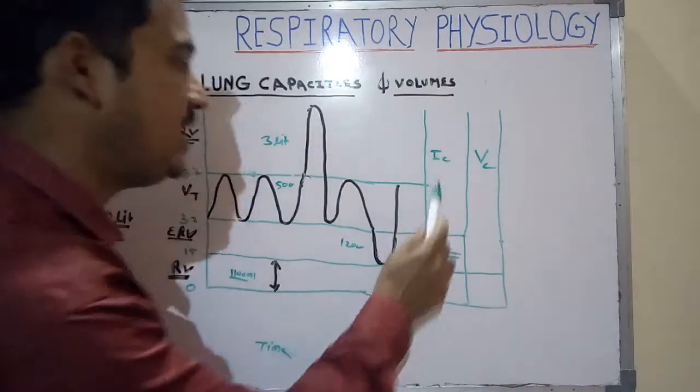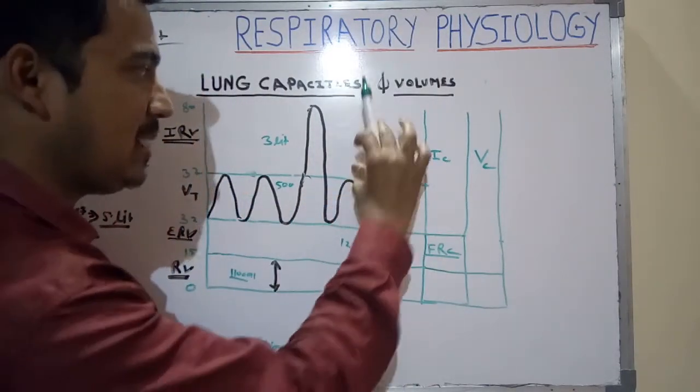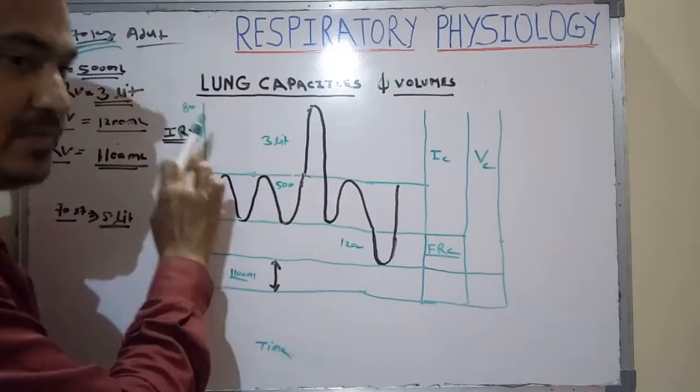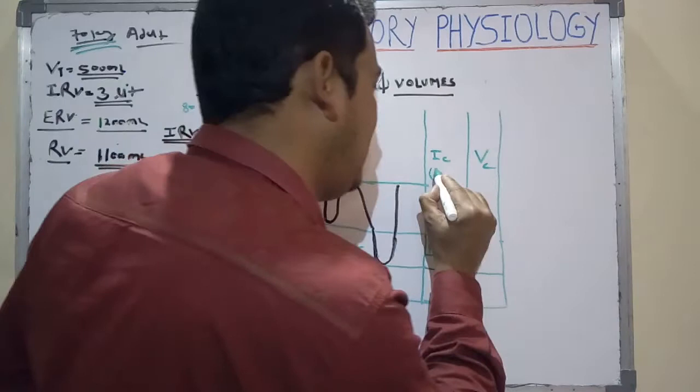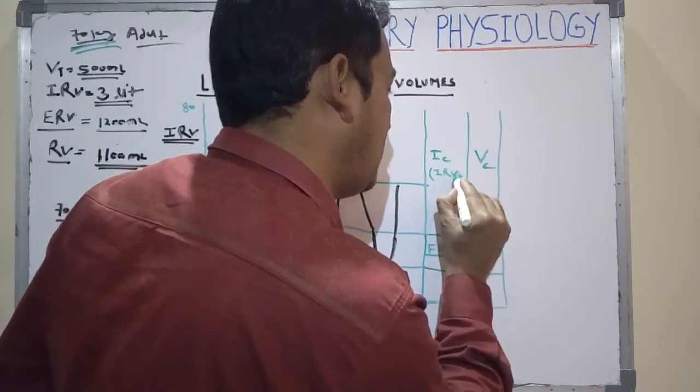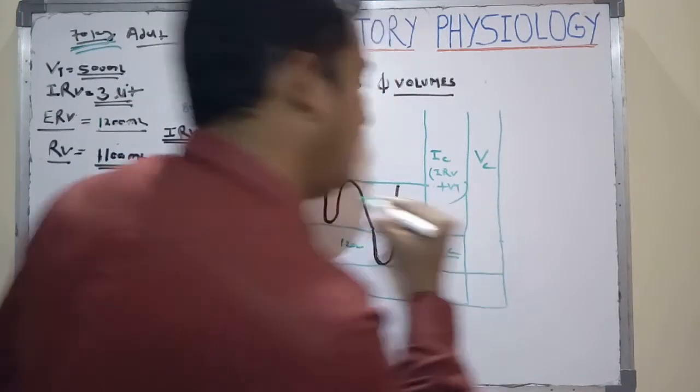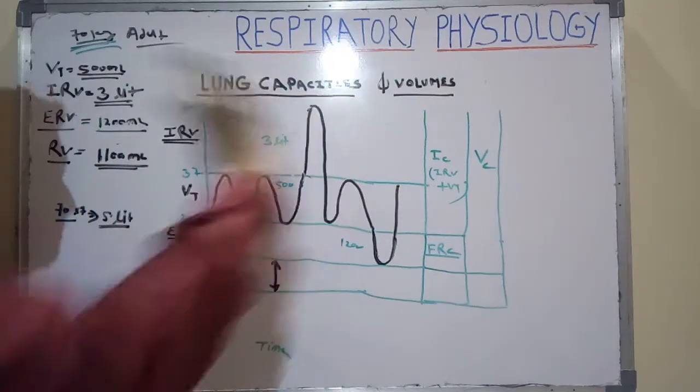So we saw inspiratory capacity is what? Inspiratory capacity is IRV, inspiratory reserve volume, plus Vt. It is IRV plus Vt. Is it clear? This much we can inspire.